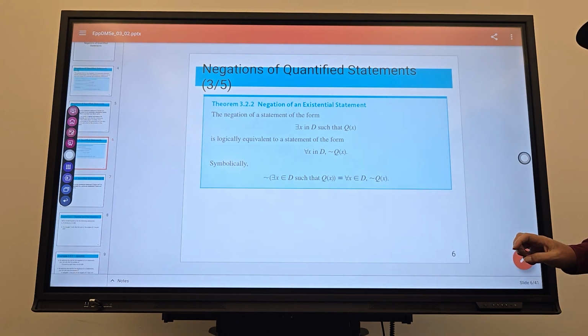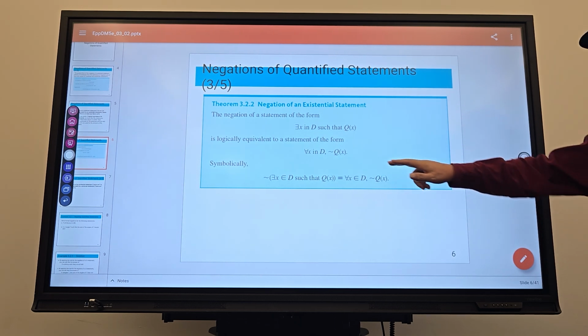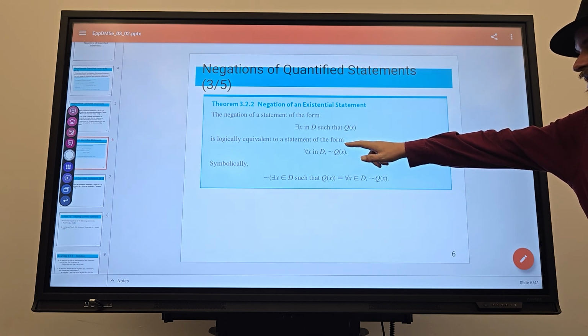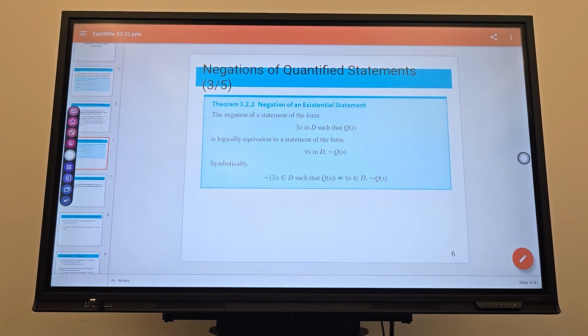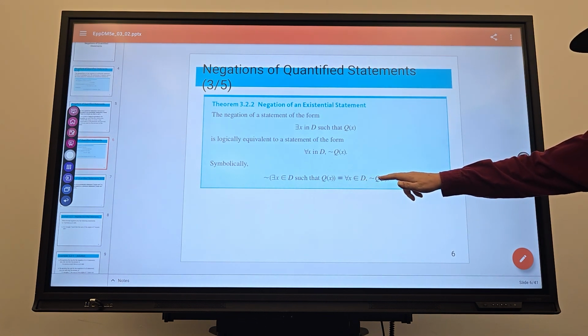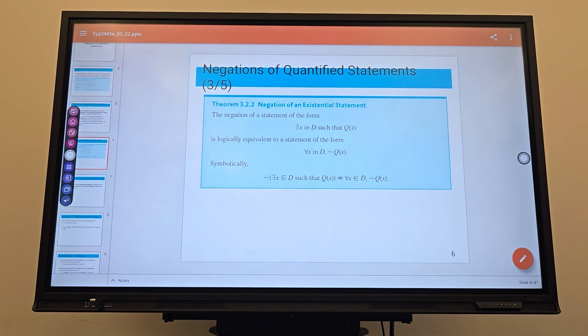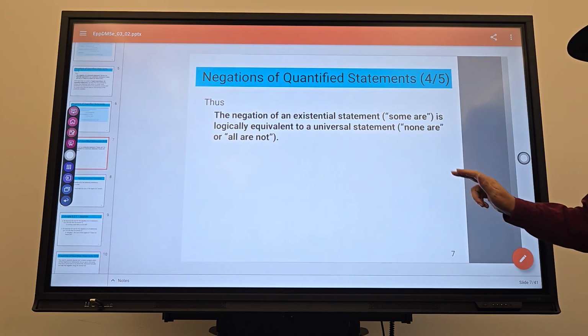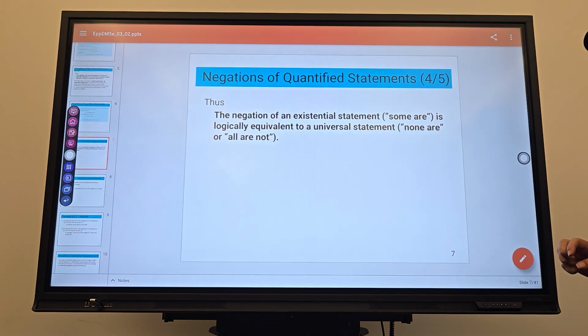All right, the negation of the form of an existential statement is logically equivalent to a universal statement where the predicate is inverted. So for all x in D, Q of X is not true for X. Thus, the negation of an existential statement is logically equivalent to a universal statement.